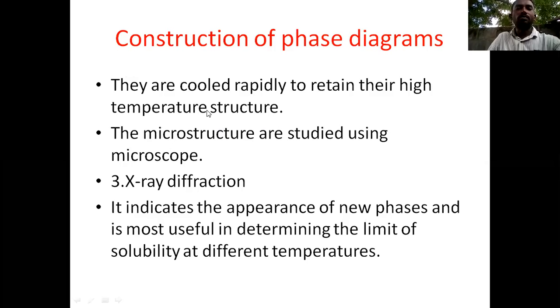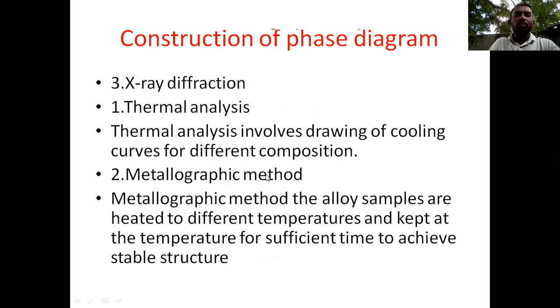What is the third one? Metallographic method. See here, they are cooled rapidly to retain the high temperature structures. When we are cooling, we have slow cooling, faster cooling, and rapid cooling also. In rapid cooling, when we heat the alloy and cool it rapidly, it retains its high temperature structures. So it is the metallographic method.